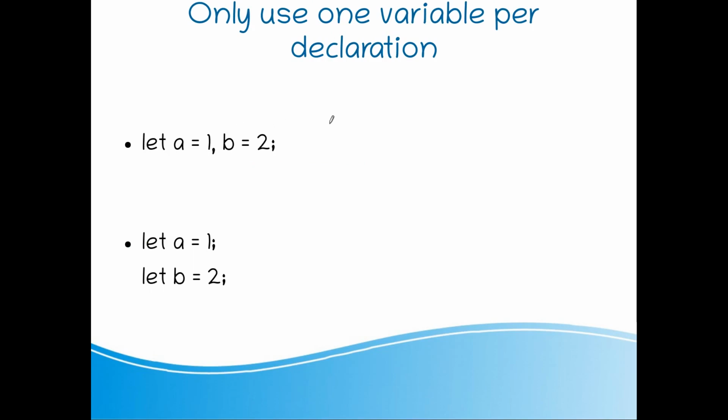Only use one variable per declaration. Even though JavaScript allows a declaration in a comma-separated way, instead of going this way, you can go this way, which is simpler and anyone can easily read it.